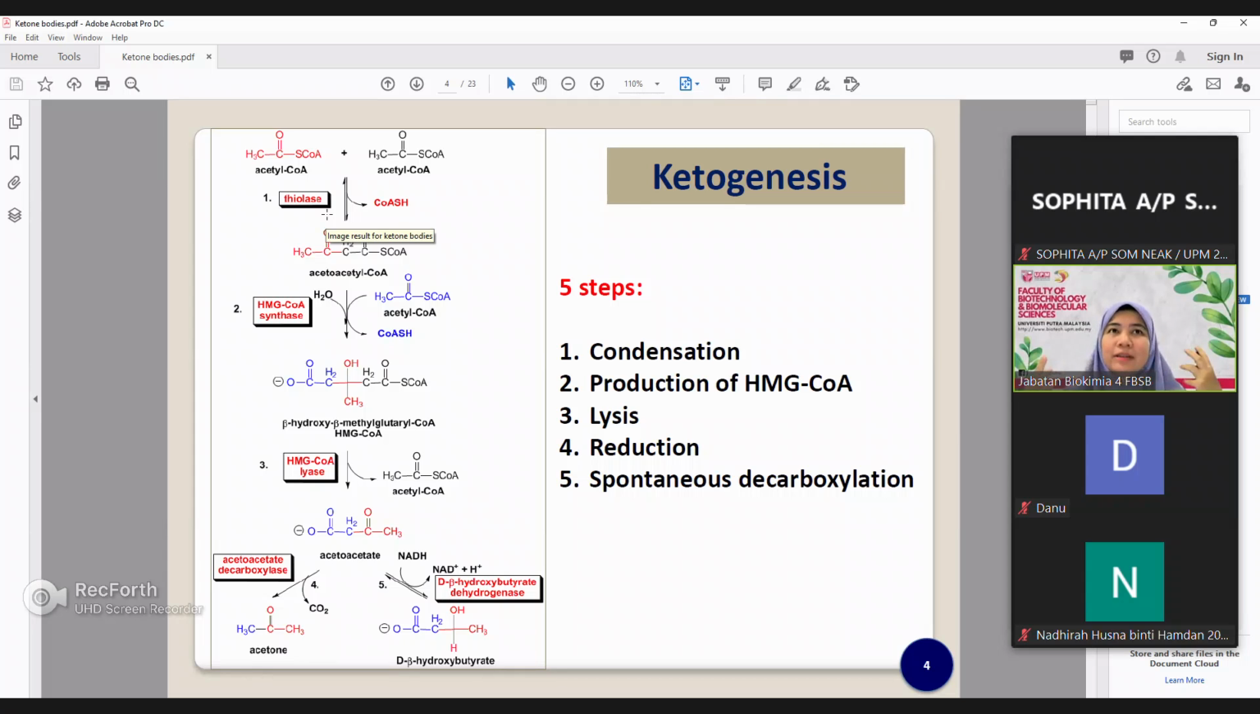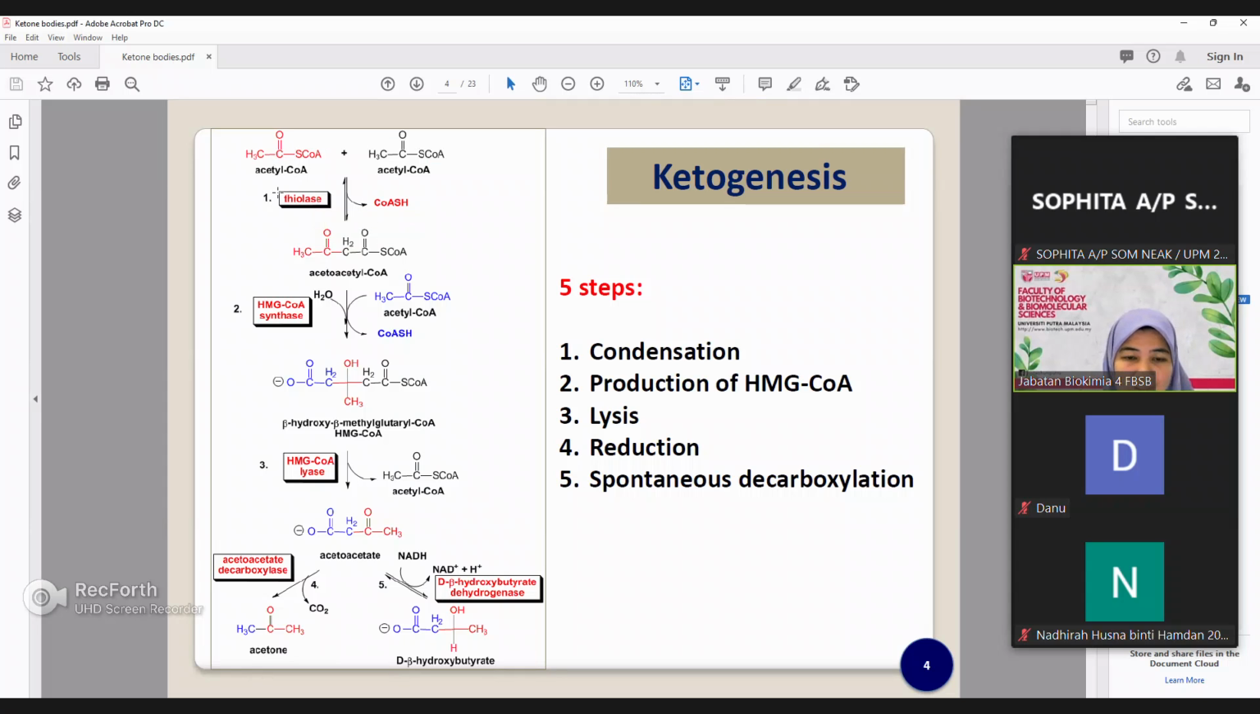We know that we have other sources of acetyl-CoA, such as glycolysis and protein metabolism. There are other sources, but mainly acetyl-CoA from fatty acid oxidation triggers ketogenesis. Let's look at the first step of the ketogenesis process. The first step involves condensation between two molecules of acetyl-CoA.